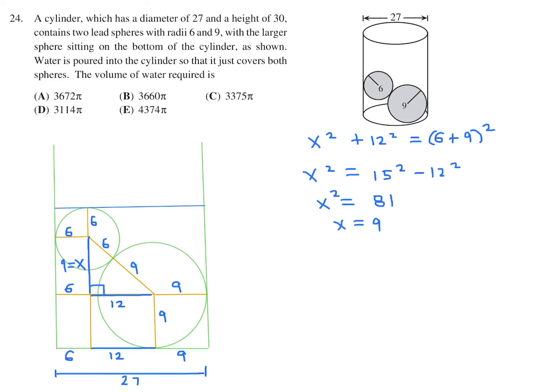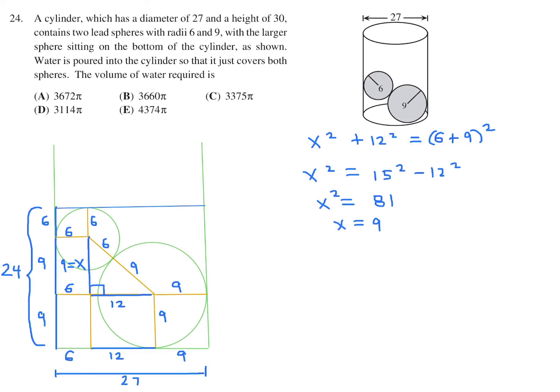So if I write all the numbers on the side, like here, this is 6. From here to here, we just figured out that's 9. And from here to here, we know that's 9 because it's the same as the radius right there. It means that this whole side is equal to 6 plus 9, which is 24. And that is the height of the water in this diagram.